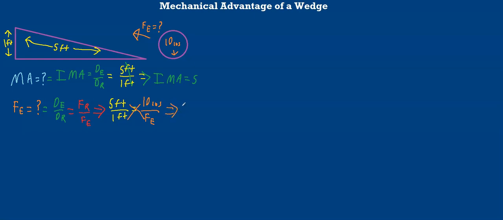And what do we get? We get an effort force of, well, we look, feet cancel out, and we're left with 1 times 10 is 10, divided by 5 is just 2. And for our units, we're left with pounds. Now, hopefully that was just a review. There's nothing new there. But now I want to change the problem slightly.